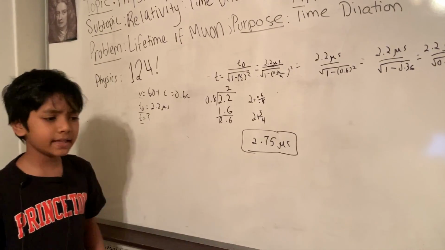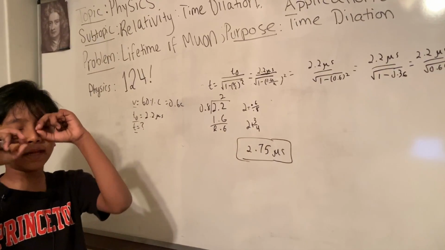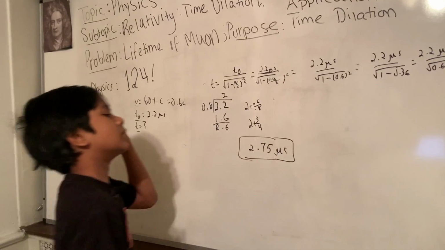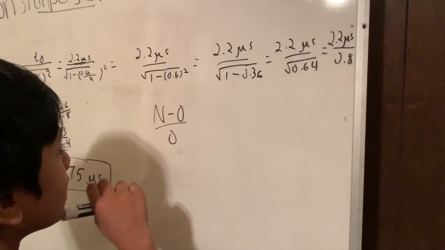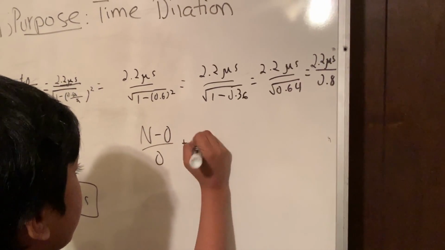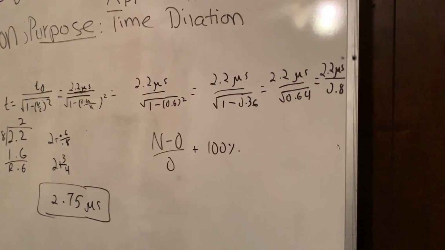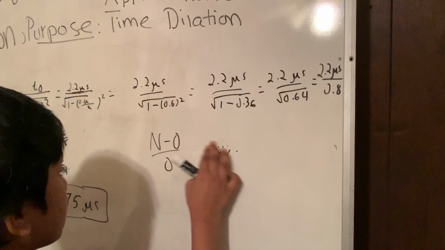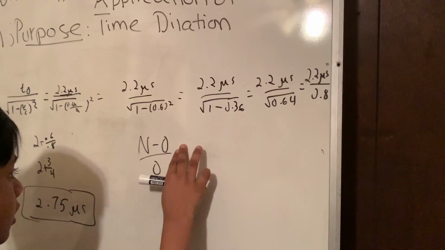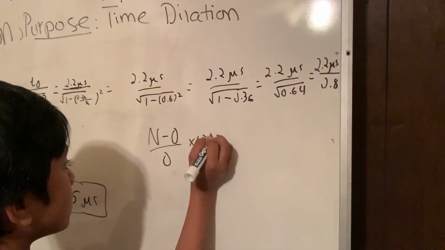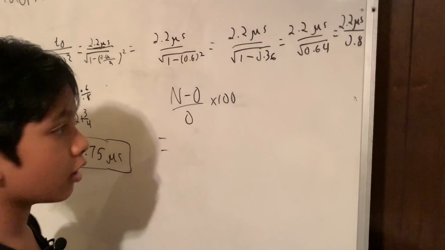So let's see the percentage by which its lifetime has changed from an observer's rest perspective. Okay, so new minus old over old, times 100. Oh, times 100. Yeah, that's true. So that's going to be equal to new minus old over old.